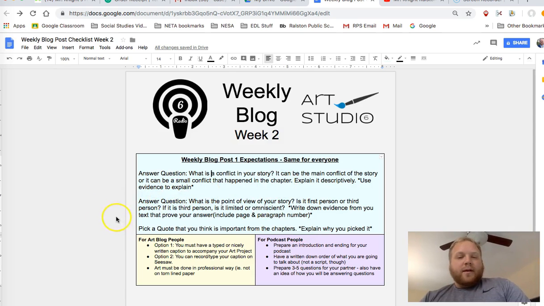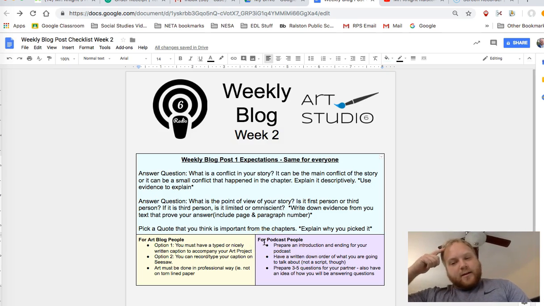The second part of it is, what is the point of view of your story? We talked about point of view last week. Is that first or third person? If it's third person, is it limited or omniscient? So I want you to write down evidence from your text to prove that your answer is correct. Include a page number and paragraph number.